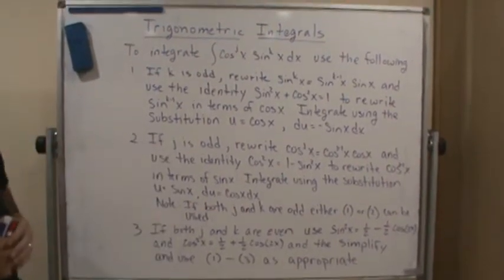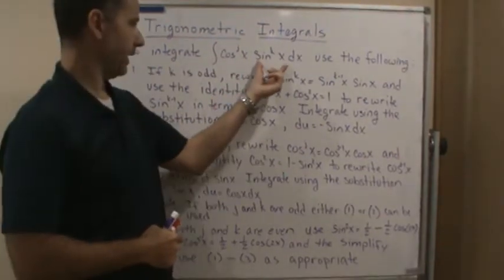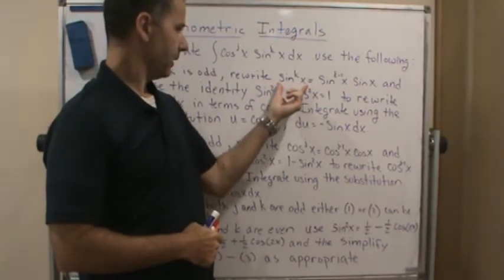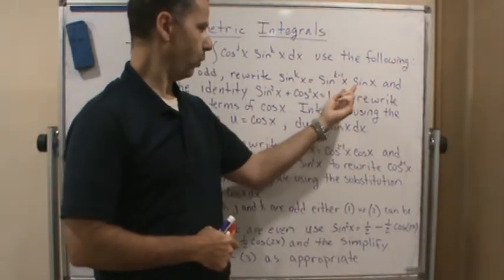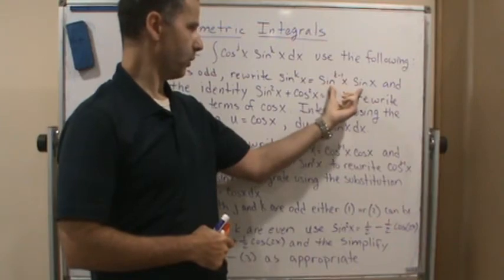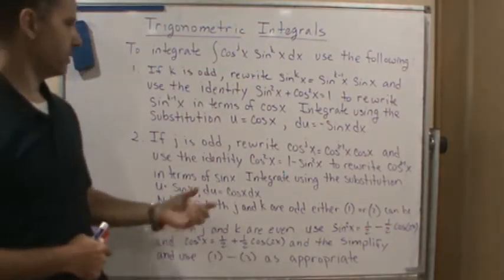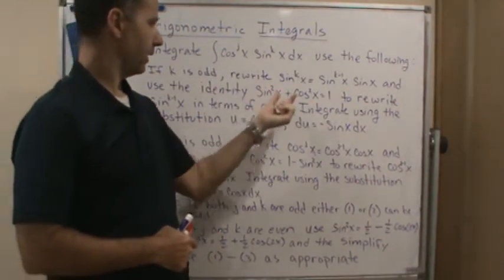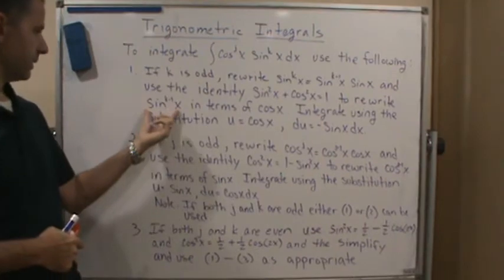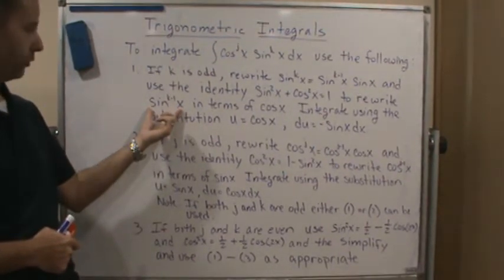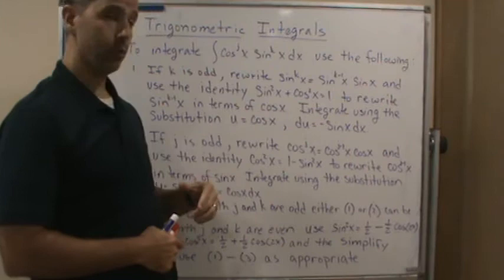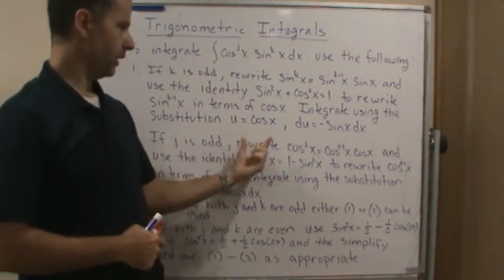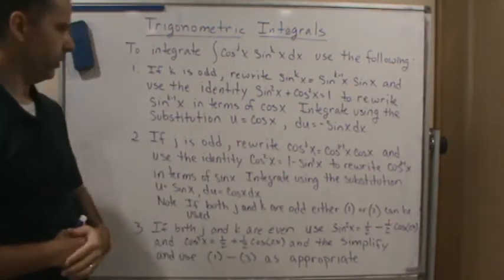So one is if k is odd, so if the k on the sine is odd, then we're going to rewrite sine^k x by shaving off one of the sines. We're going to write it this way. And then we're going to use the Pythagorean identity to rewrite the sine^(k-1) term that's left over in terms of cosine, and then we're going to use the u substitution, u equal to cosine, to integrate. Okay, and so that's what we're going to do.